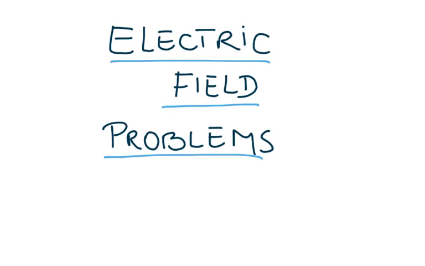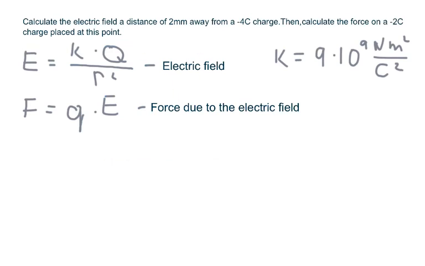So I would like to go over a problem that you've been asked to solve when you were working on your Activity Learn assignment. They ask us to calculate the electric field a distance of 2 millimeters away from a negative 4-coulomb charge. Then they ask us to calculate the force on a negative 2 coulomb charge placed at this point. So first we're going to start with the electric field.